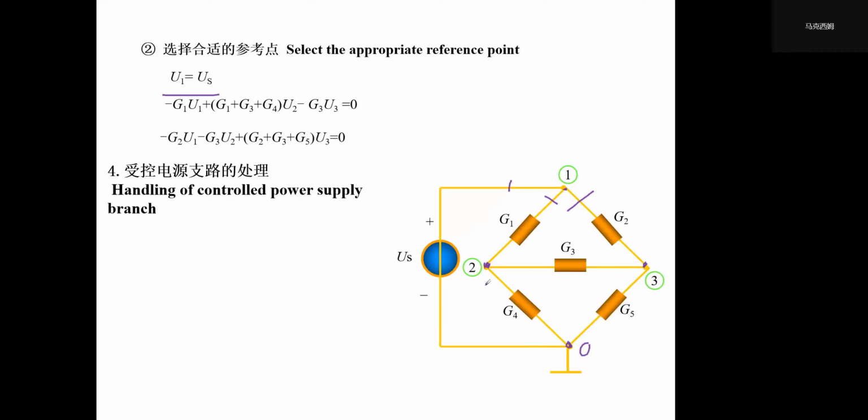So in this case, you see that the second method doesn't require us to have a supplementary equation to solve this problem, because we choose this point to be the ground zero. So still 1, 2, 3 are 3 unknown variables, and 3 unknown variables and 3 equations are sufficient to solve this problem.